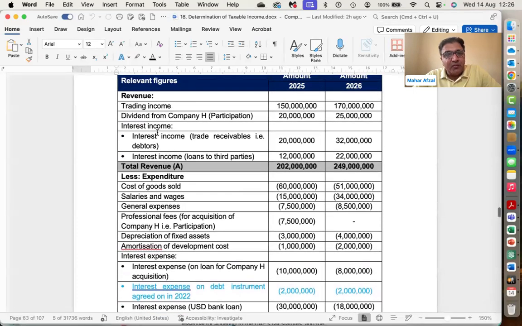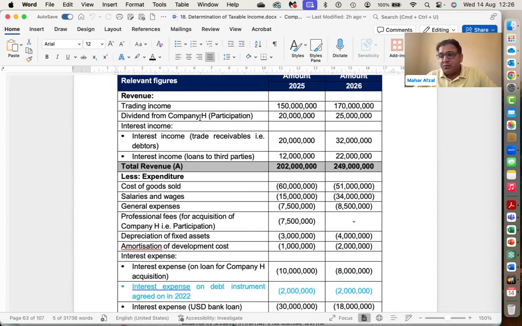For this interest income, we need to apply a net interest basis. The dividend from company H should not be subject to tax because this is under the participation exemption, and the conditions are satisfied. So this is 27.5 million. Before deduction of interest, my number is 27.5 million.